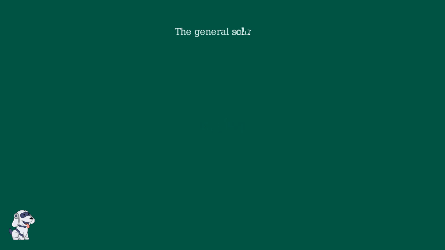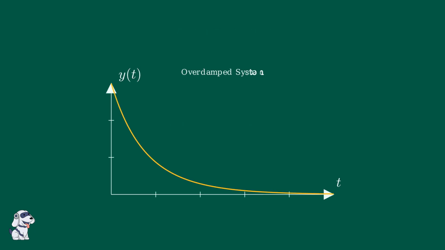This leads to our general solution, which is a sum of two exponential decay terms. This describes an overdamped state. Because the roots are real and distinct, the system returns to equilibrium without oscillating. It is heavily damped.